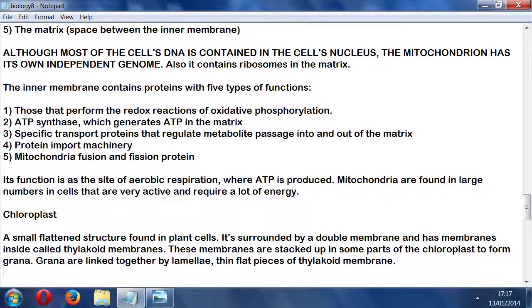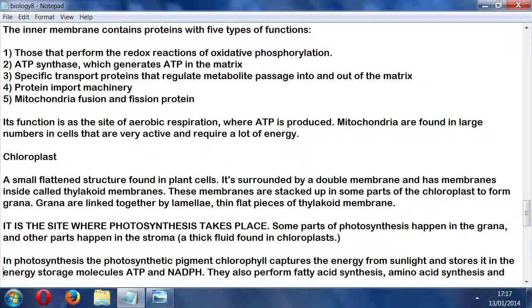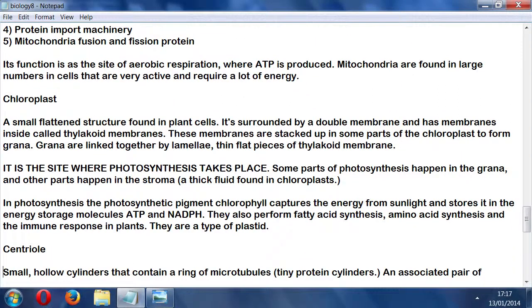Okay. So a chloroplast now is the next organelle to look at. Chloroplast, a small flattened structure found in plant cells. It's surrounded by a double membrane and has membranes inside called thylakoid membranes. These membranes are stacked up in some parts of the chloroplast to form grana. Grana are linked together by lamellae, thin, flat pieces of thylakoid membrane.